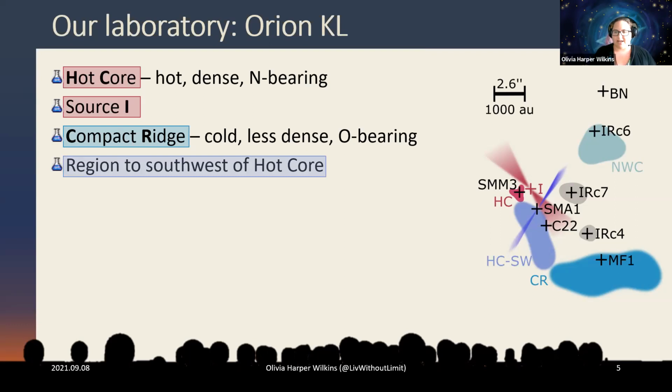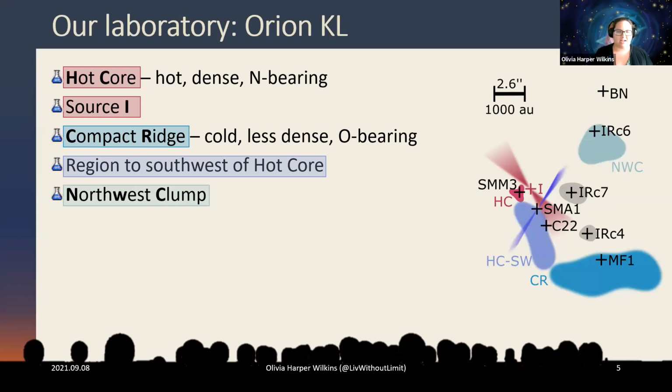The other main region I will be talking about today is this region southwest of the hot core, which I'll refer to as the hot core southwest. It's pretty interesting because it's a hybrid region between the hot core and the compact ridge, or so it seems to be. It seems to be more physically similar to the hot core, but more chemically similar to the compact ridge. And as I'll show later, there seems to be some cool thermal structure going on there. So I think we need to dedicate more time to studying the hot core southwest.